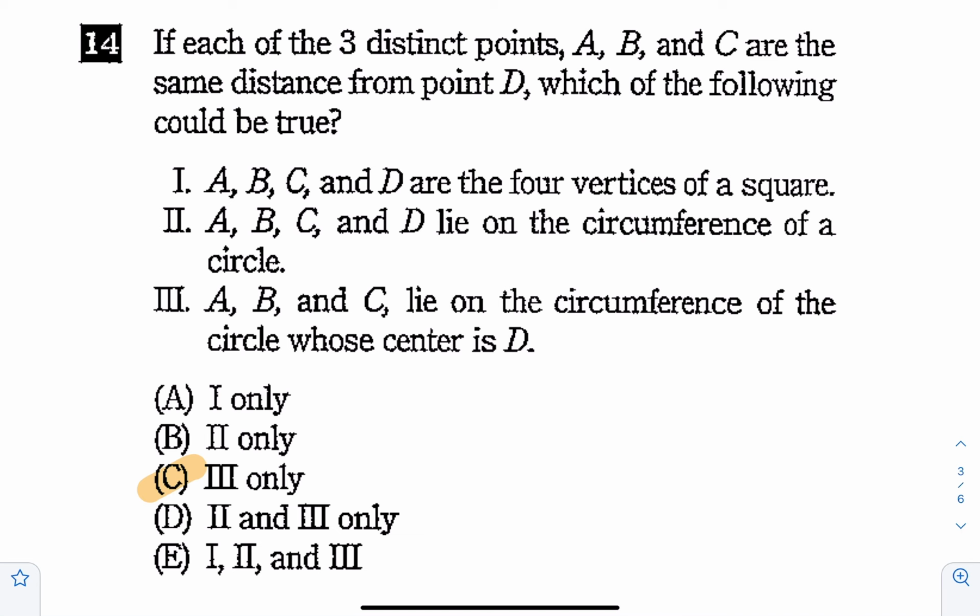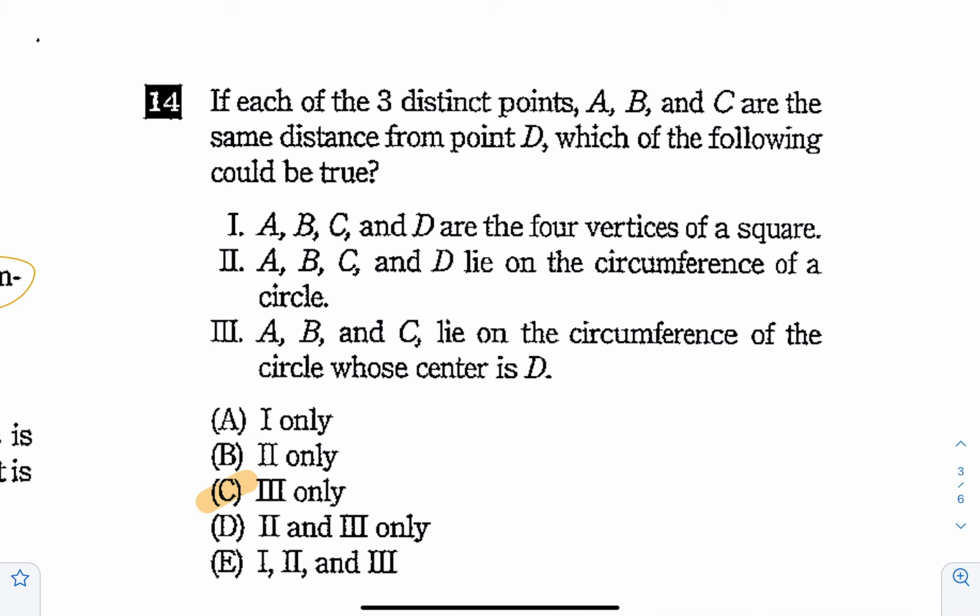Next, for number 14, if each of the 3 distinct points A, B, and C are the same distance from point D, which of the following could be true? So you have to go through all the choices here and see which of the following can be true. So it's not a must question, it's a could question. So one thing to keep in mind, A, B, and C are all the same distance from point D. So A, B, C, and D are the 4 vertices of a square. So if you draw a square, call them A, B, C, and D.